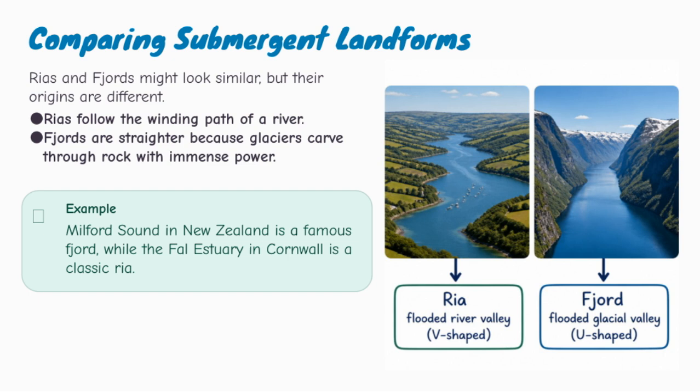A fjord is different. Fjords are carved by glaciers, not rivers. Glaciers are extremely powerful and can cut deep, straight troughs through rock. This means fjords are often straighter, deeper, and steeper-sided than rias. The slide gives Milford Sound in New Zealand as a famous fjord. So the key comparison is, rias are drowned river valleys, usually winding. Fjords are drowned glacial valleys, usually deep, steep-sided, and straighter.